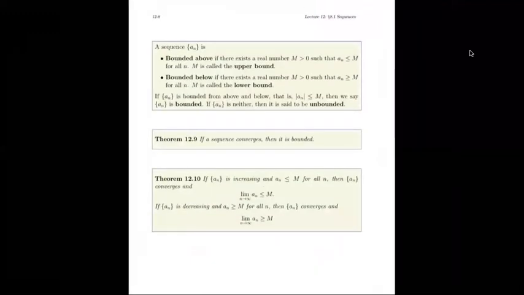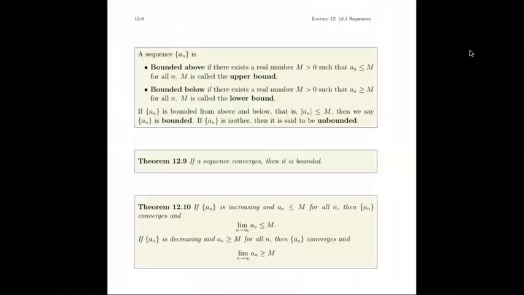Now we'll use this idea of increasing or decreasing to help define some other rules for convergence. So a sequence being bounded is the next thing we need to know. A sequence is bounded above if there exists a real number m greater than 0 such that a sub n is less than or equal to m for all of its indices. So every single term in the sequence is less than or equal to m.